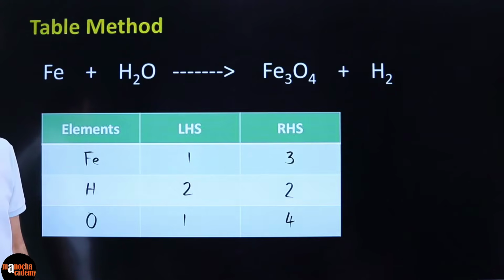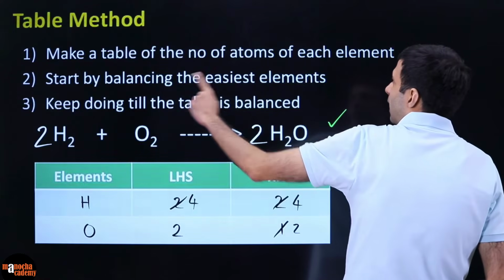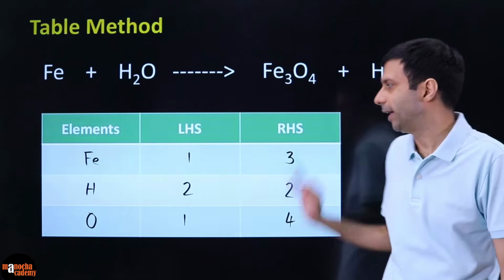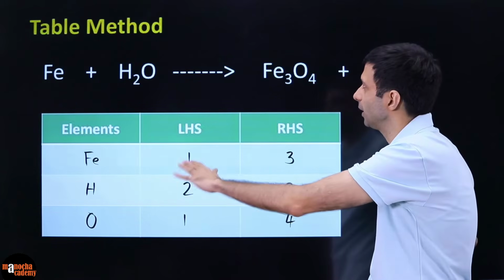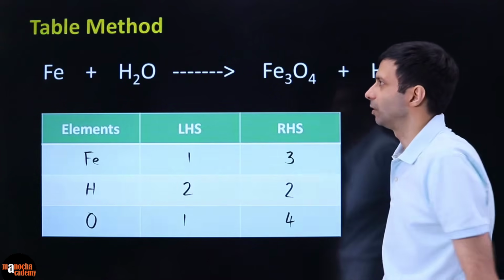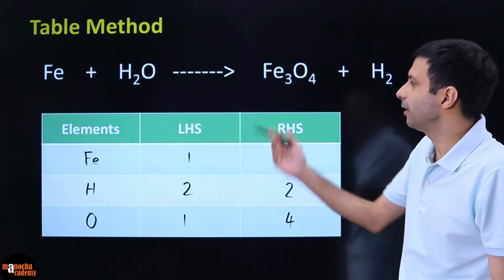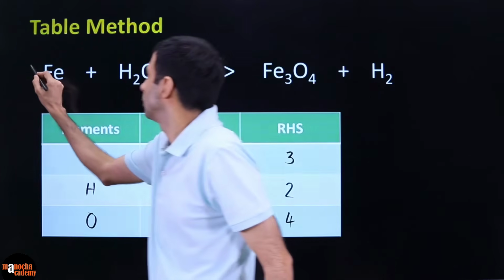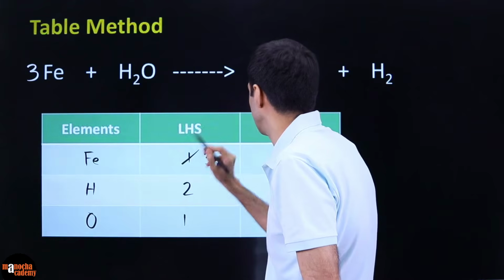Now what did the table method say the goal is? Start by balancing the easiest element. So whichever you find easy. So you can say hydrogen is already balanced. I need to change either iron or oxygen, whichever one you want to do. Okay. So let's say we find iron easy. So let's go ahead and change that. So it should be simple. We'll simply multiply by 3 here, and iron becomes balanced.